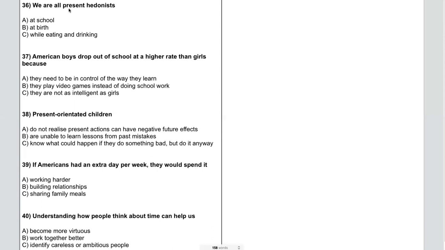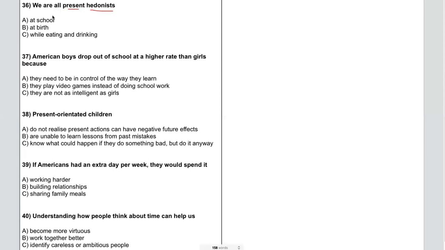We are all present hedonists. Now I've underlined both words, because present describes the type of hedonist, and I'm sure in the listening text they'll differentiate between a few. So I want to make sure that we are specific enough to know that it's present. I haven't underlined "we are all" because usually you're not going to underline pronouns or the verb to be. This is not important.